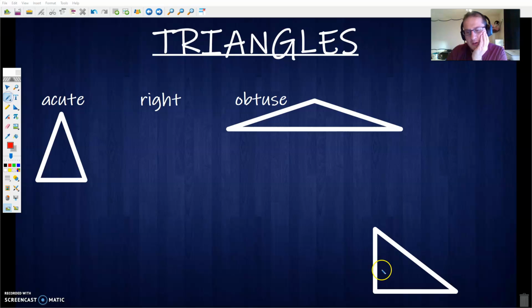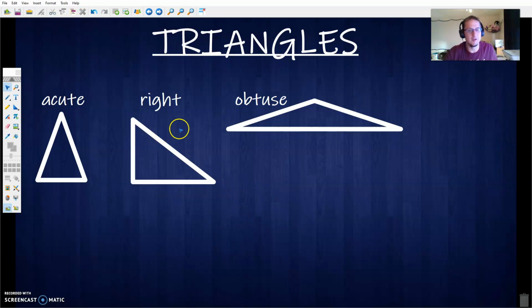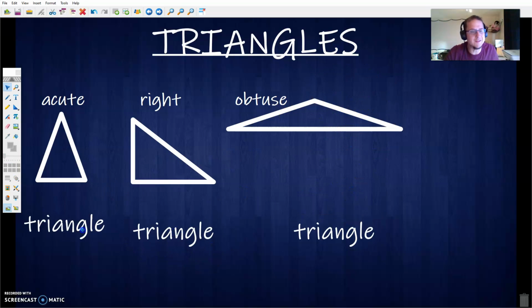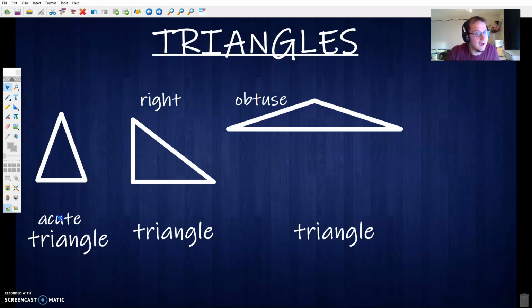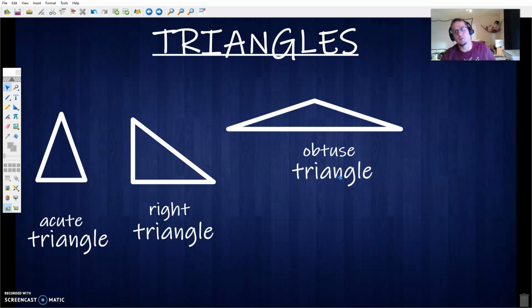And then remember the right angle is that exact box. So if it has that exact box, then that's a right triangle. So we would say then, bring my three triangles back. Okay. We would say that this is an acute triangle. This is a right triangle, and this is an obtuse triangle. Those are the three types of triangles that we're going to worry about for now.